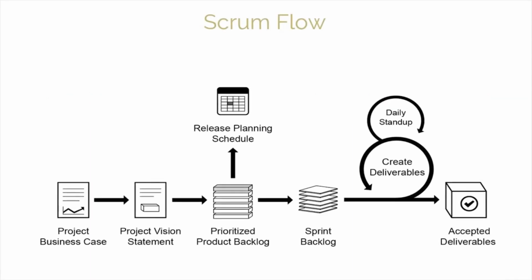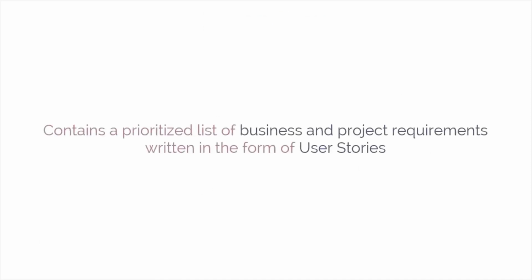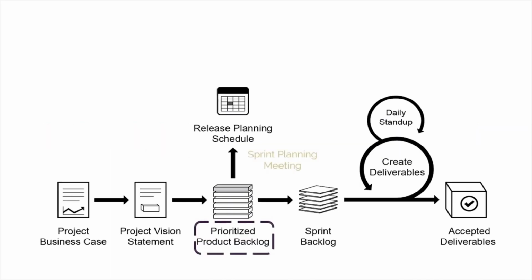Think of sprints as short time spans in which a certain amount of work must be done. Take a look at this diagram, which illustrates the Scrum project's flow. As you can see, the Scrum cycle begins with a stakeholder meeting, during which the project vision is created. The product owner then develops a prioritized product backlog, which contains a prioritized list of business and project requirements, written in the form of user stories. Each sprint begins with a sprint planning meeting, during which high-priority user stories are considered for inclusion in the sprint.